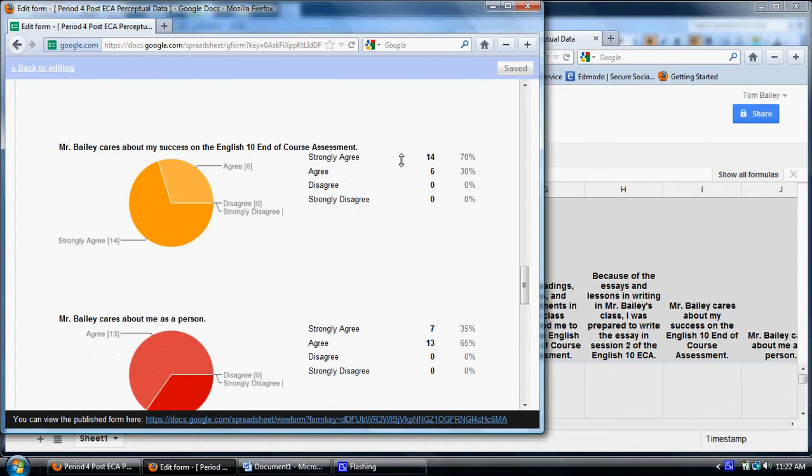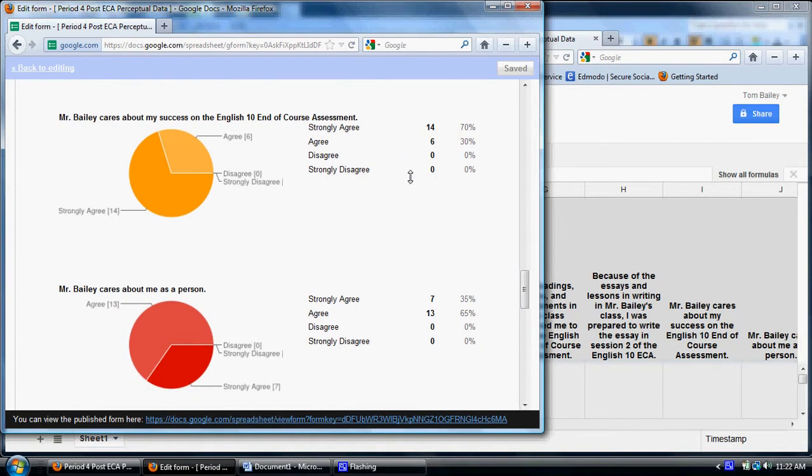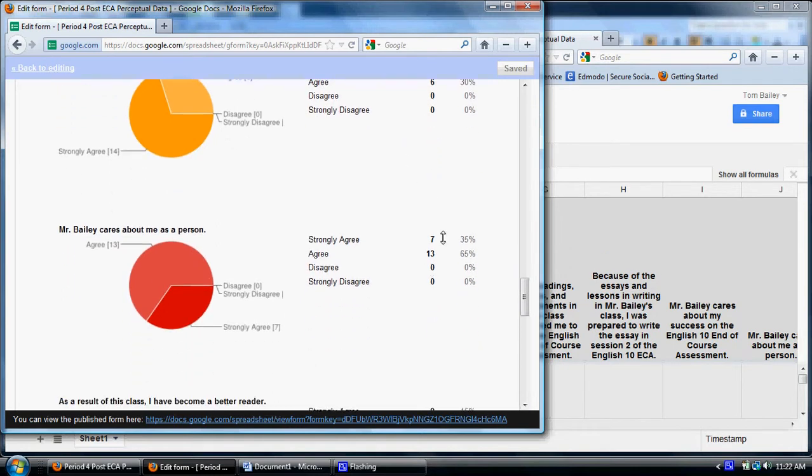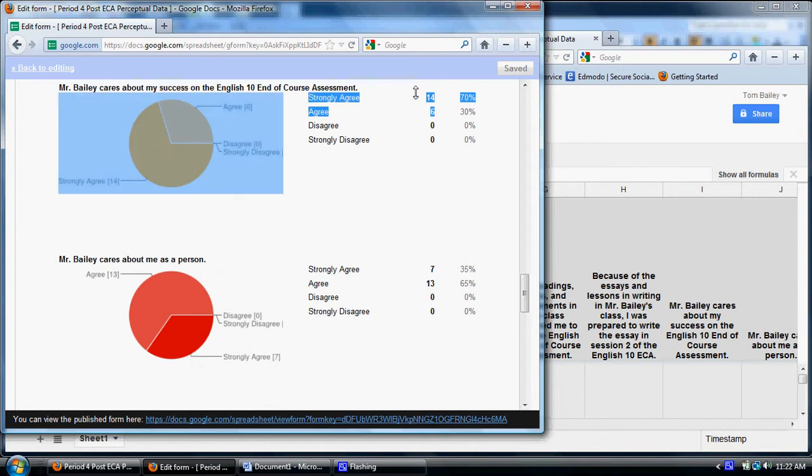Mr. Bailey cares about my success. Now, here's where that caring factor is. 100% of the students, and this is across, if I click on any of the other class periods, I have the exact same kind of distribution. 100% of my students believe that I cared about their success on the test. And there's justifiable reason for this.